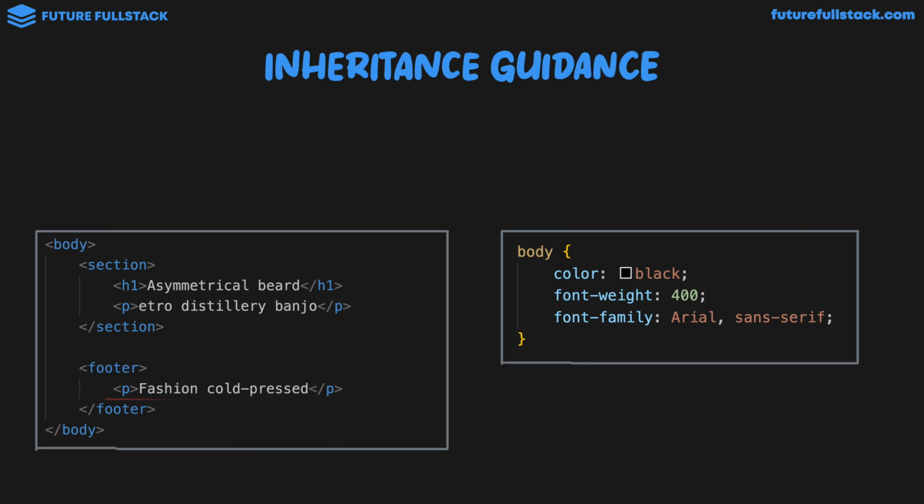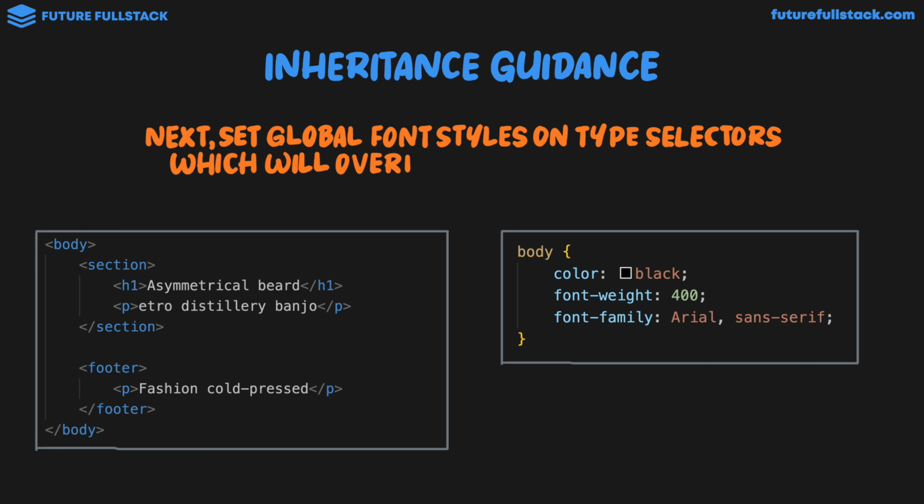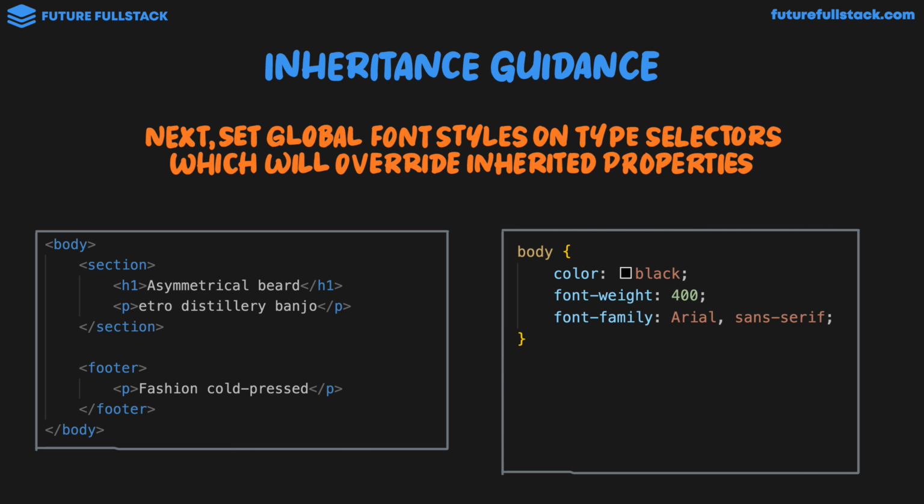Once we've done that, we next want to set global font styles on type selectors, which will override inherited properties. I'm going to make some more space in our CSS file here, and I'm going to add this H1.